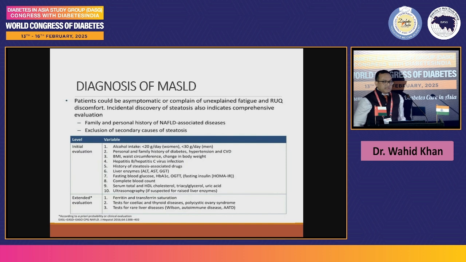Usually most of our patients are asymptomatic, or they may present with some amount of unexplained fatigue or right upper quadrant discomfort. In such cases, we must go into detailed family and personal history related to liver disease and diabetes, and exclude secondary causes of steatosis like some drugs or alcohol intake. There must be a detailed evaluation of BMI, waist circumference, ruling out hepatitis B and C infections, lab parameters including LFT, CBC, and ultrasonography and lipid profile.